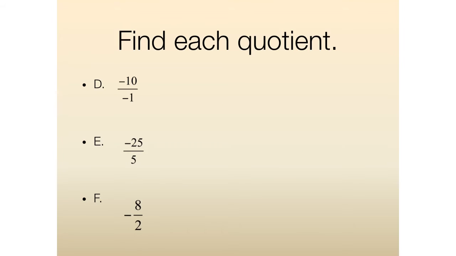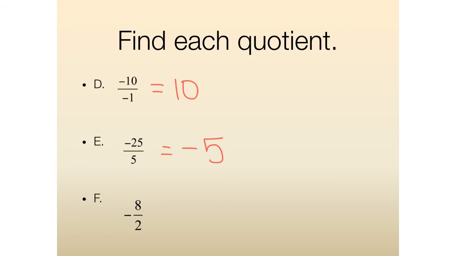D, negative 10 divided by negative 1. Negative divided by negative is positive, and 10 divided by 1 is 10. E, negative 25 divided by 5. A negative divided by positive is negative. 25 divided by 5 is 5. So we get negative 5.